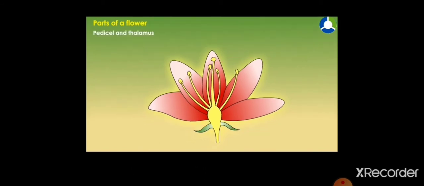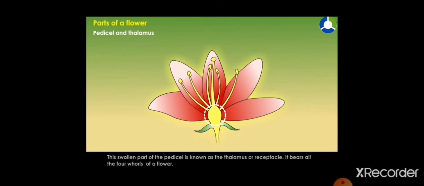First, pedicel and thalamus. The flower is borne on a stalk called pedicel. The uppermost end of the pedicel is swollen. This swollen part of the pedicel is known as the thalamus or receptacle. It bears all the four whorls of a flower.